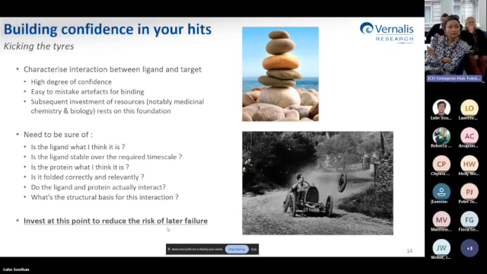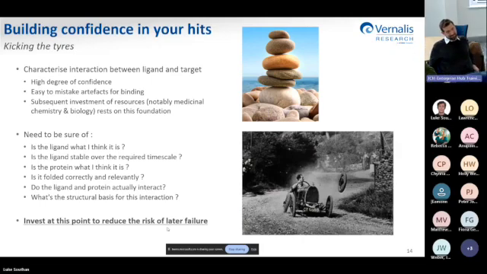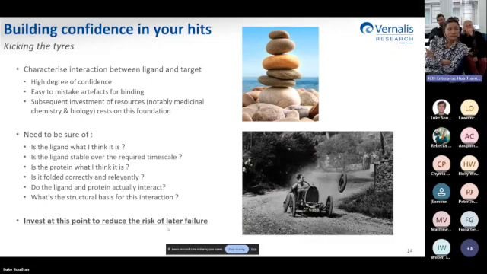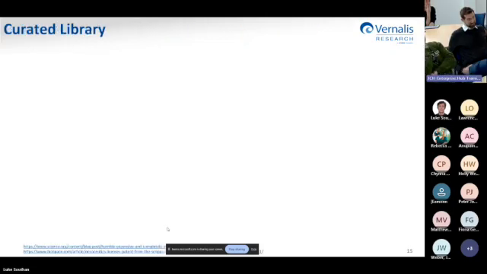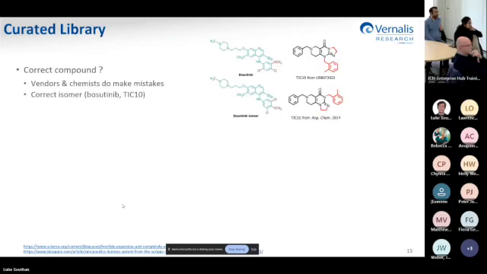The number of projects where halfway into it, 2 years down the line with 10 chemists working on it, you discover that the original hit matter was wrong is really quite noticeable. And again, I'll come to that in a second. So thinking of the small molecules and having a curation on your screening library.